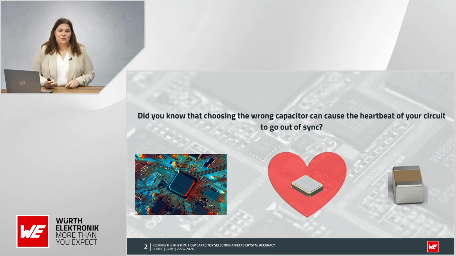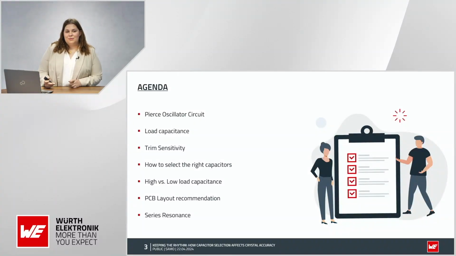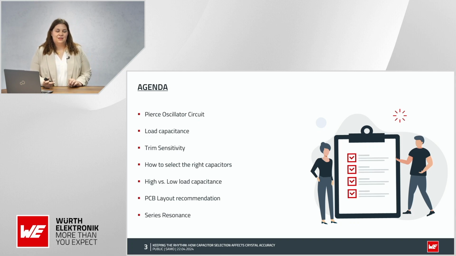And today I would like to show you how those small capacitors can cause your heartbeat of the circuit to go out of sync. We will start with the Pierce oscillator circuit. Then we will take a look at the load capacitance, moving on to trim sensitivity. Then I will go into more detail about how to select the right capacitor, and give you more information about the difference of a high or low load capacitance in your circuit. I will give you some PCB recommendations, and last but not least, we talk about series resonance circuits.